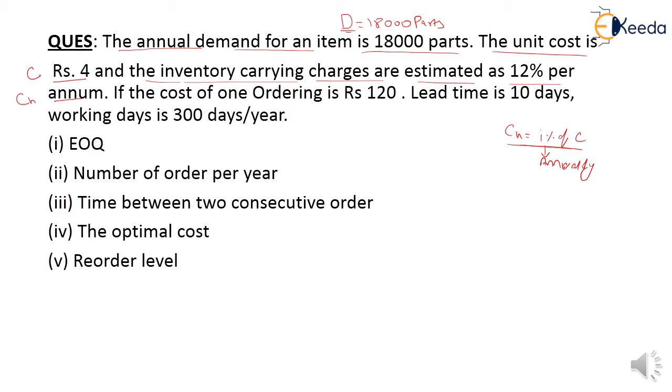Okay friends. If the cost of one ordering is rupees 120, it is nothing but C naught. Lead time is 10 days and working days is 300 days per year. And determine: first one is EOQ, economic order quantity Q star. Second one is the number of orders per year, N. Third one is the time between two consecutive orders, T. Fourth one is the optimal cost, it is nothing but the total inventory cost corresponding to Q star. And fifth one is the reorder level.